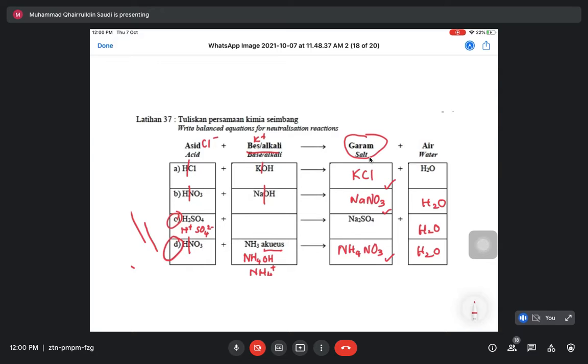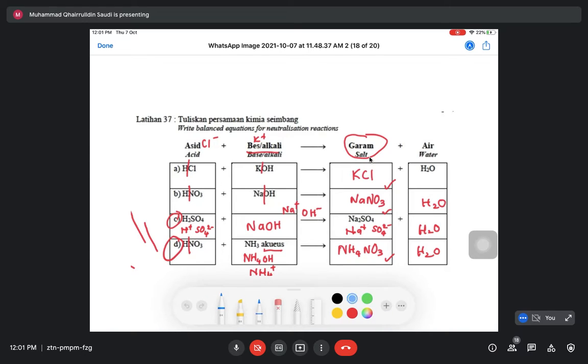So for now, we have to figure out what is the alkali. So what is our alkali? The alkali must have what ion? Hydroxide ion. Yes, it must have hydroxide ions. So how about the cation? The cation is sodium. So our alkali is sodium hydroxide, but it is not balanced.